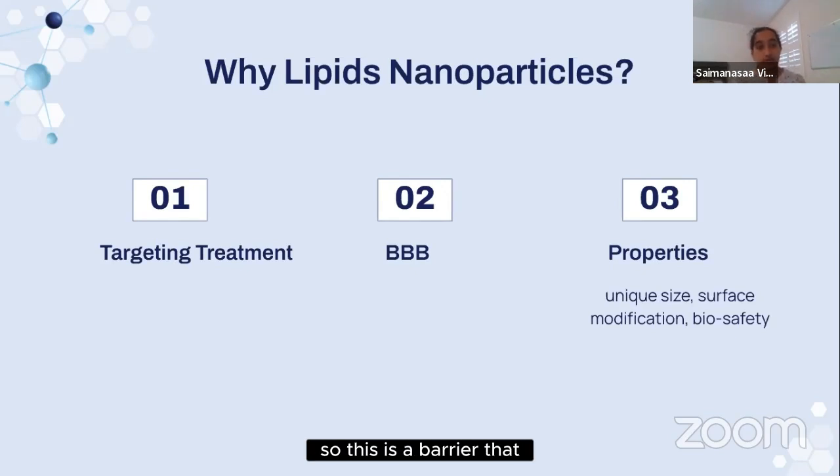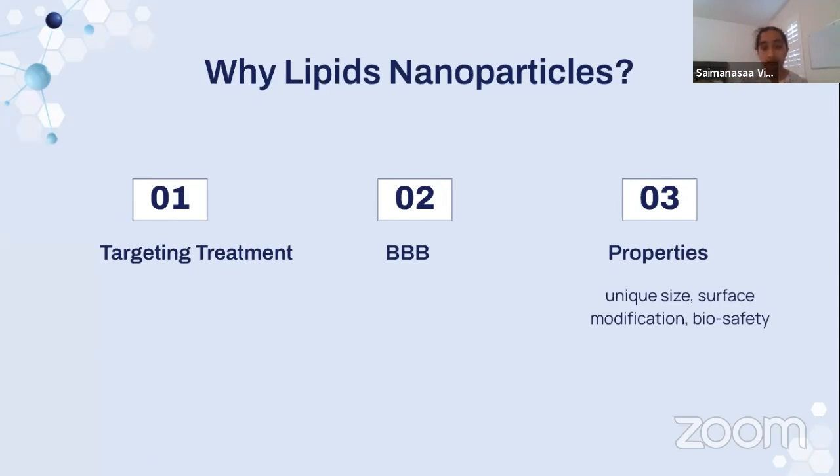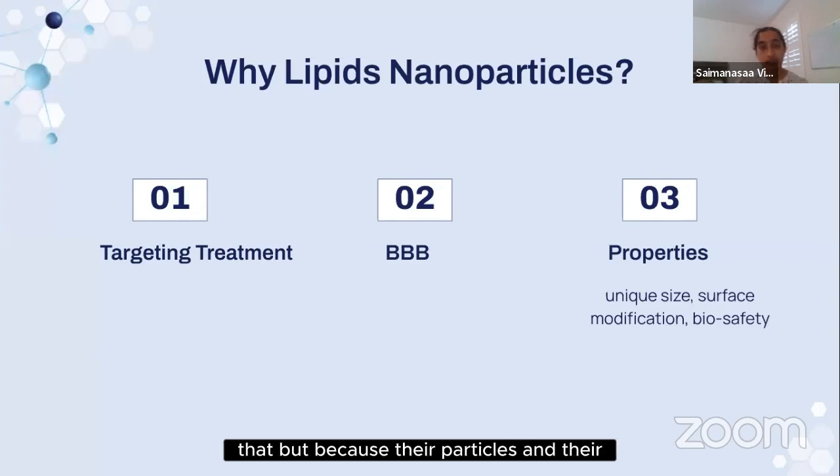This is a barrier that medications have to cross to get through. However, it's very hard to get through because it's very small, and chemotherapy has a very hard time getting through it. But because nanoparticles, with their unique small size, surface modification, and biosafety, are able to effectively get past it. And also, there aren't a lot of really harsh side effects for patients. That's why I picked this for my topic.